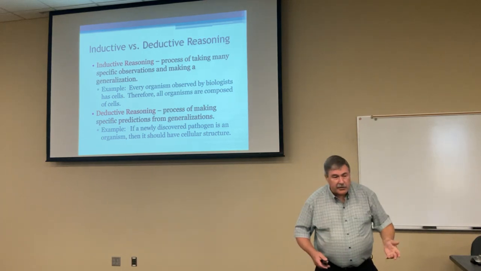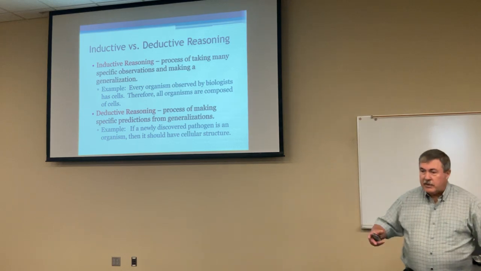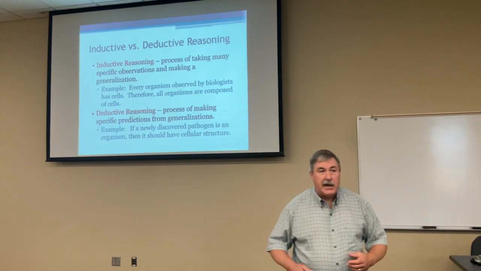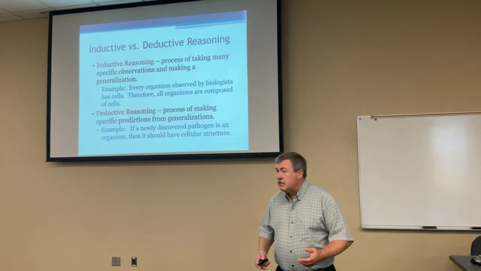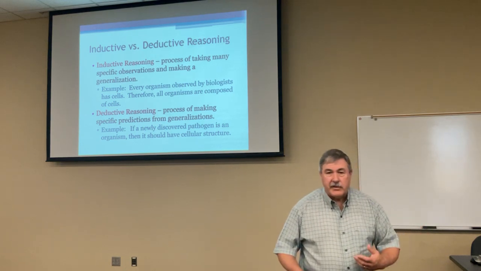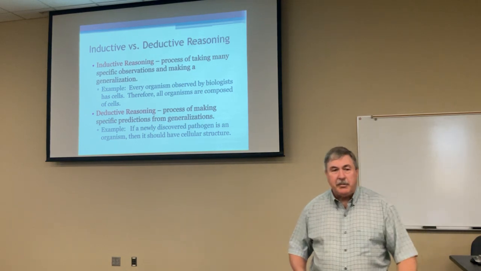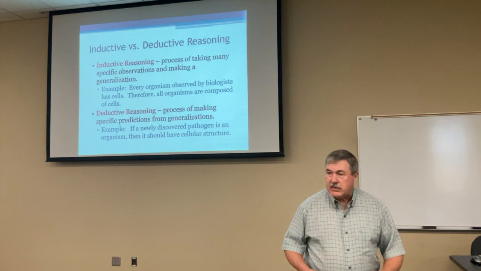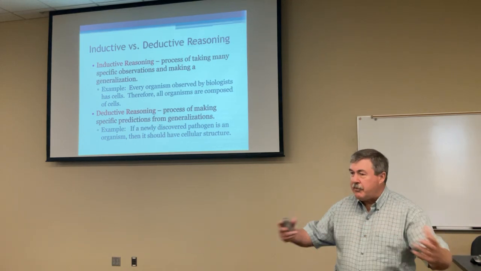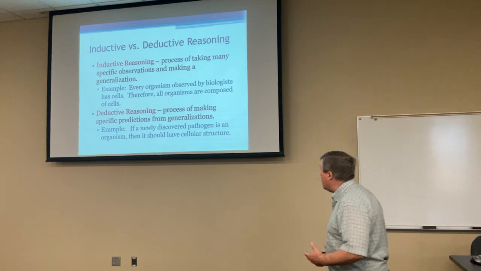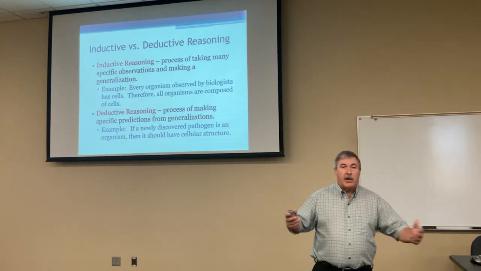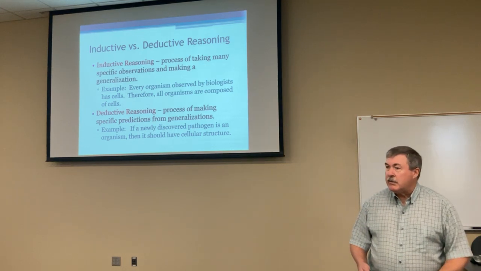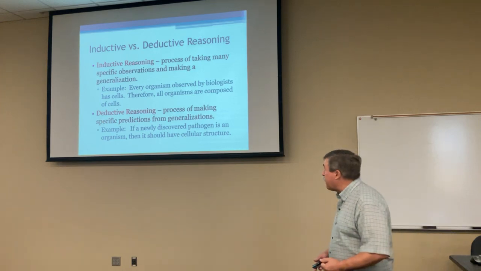Another example is that early on in the history of science, different scientists made observations in different kinds of organisms that they were composed of cells. Robert Hooke was the first scientist to observe cells in plants. And then Schleiden and Schwann observed that animals contain cells. And so together they put those specific observations together to form the generalization that all organisms are composed of cells. And we now refer to that as the cell theory. Okay, so that's another example of inductive reasoning.